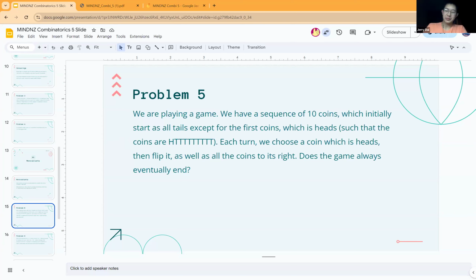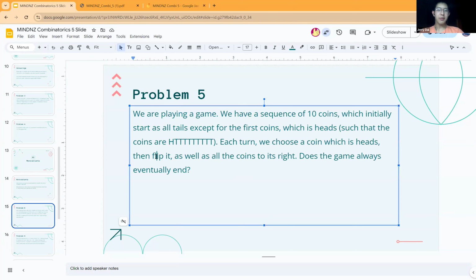Okay, guys. So we're playing a game, 10 coins, and we have heads, tails, tails, tails, tails, etc. And we're choosing a coin which is heads, and then we flip it. But it's not the normal meaning of flip a coin because that implies that it's random. Instead of flipping it, we just turn it over, because flipping is 50-50, and turning it over changes its state from heads to tails or tails to heads. So we choose a coin which is heads, and then we turn it over, and then we also turn all of the coins to its right over.